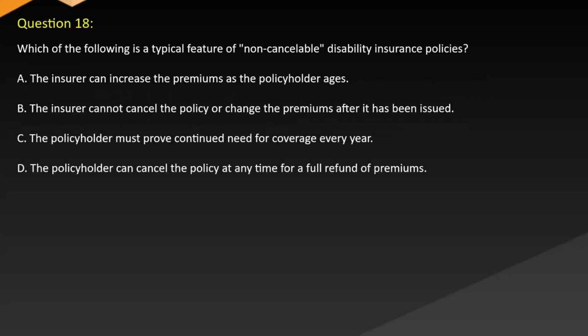Question 18. Which of the following is a typical feature of non-cancelable disability insurance policies? A. The insurer can increase the premiums as the policyholder ages. B. The insurer cannot cancel the policy or change the premiums after it has been issued. C. The policyholder must prove continued need for coverage every year. D. The policyholder can cancel the policy at any time for a full refund of premiums.